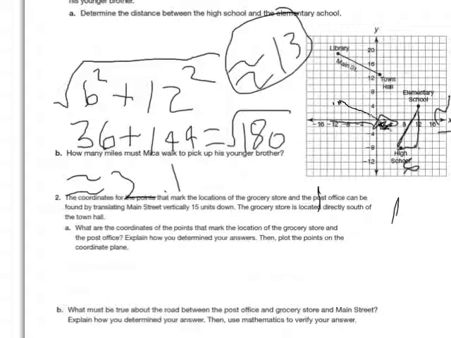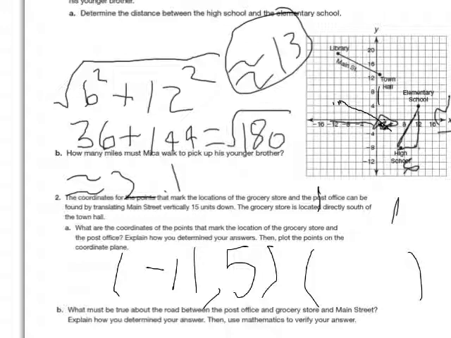Because it says that this is the grocery shop right south under the town hall, you'll have to assume that this is the post office. So the post office is 11. This is a coordinate for the post office, and the next one will be for the grocery store, and it is -2.